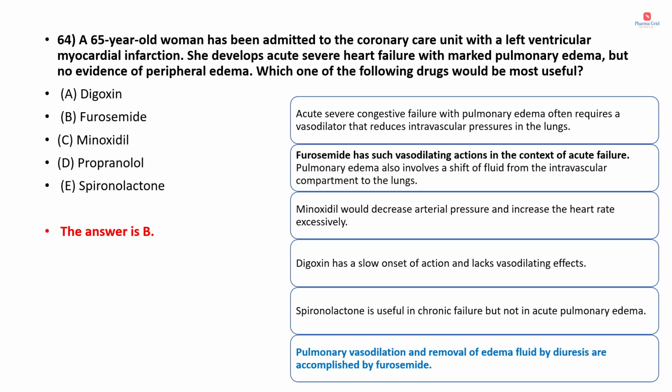So, in this particular condition, pulmonary vasodilation and removal of edema fluid by diuresis are accomplished by furosemide, which is a loop diuretic. Okay, so hence the drug which would be most useful in this particular patient is furosemide.